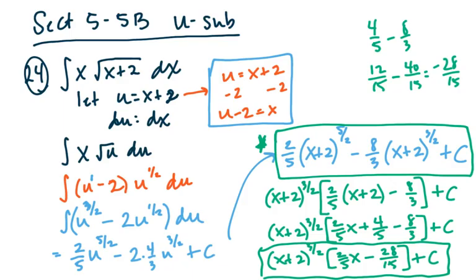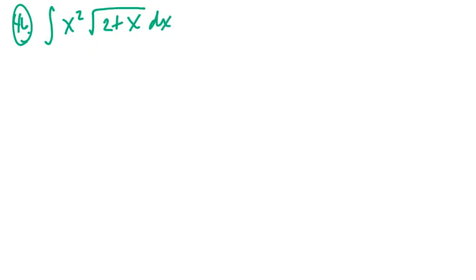So let's look at another one. Number 46 is a similar technique that's used. And so the problem says the integration of x squared, square root of 2 plus x dx. So the reason we know it's this is because we know that u needs to be the inside of the square root, the composite function, 2 plus x. Then du equals dx.